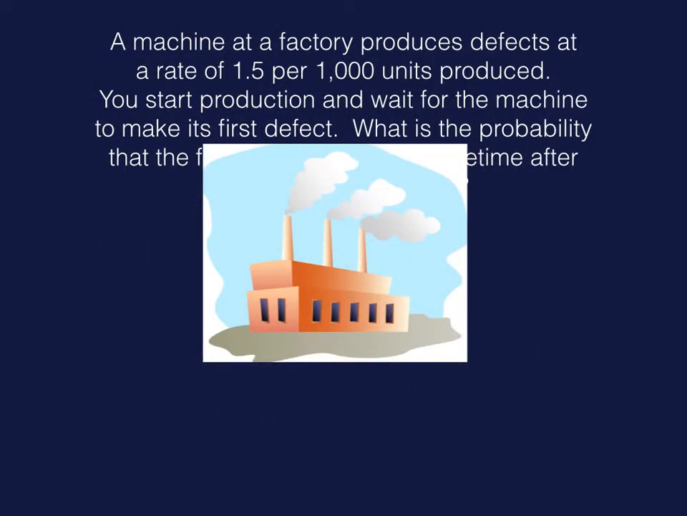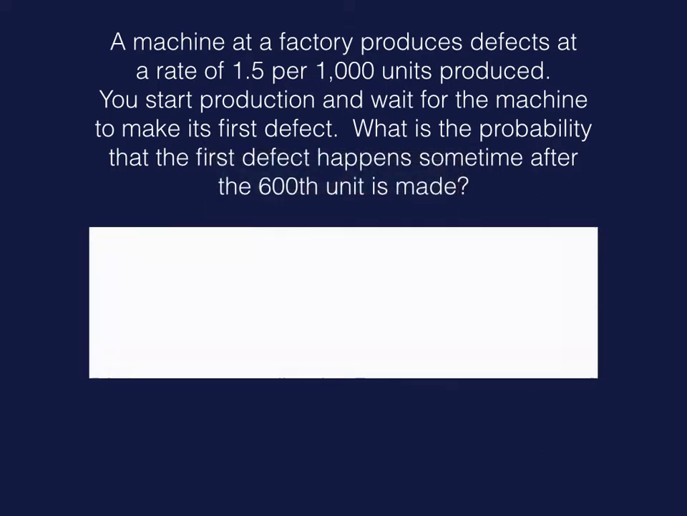Okay, next example. So we've got a factory. And the rate doesn't actually involve time at all. It's 1.5 defects per 1,000 units produced. But that's still a rate, so it doesn't really matter. I'm going to have a fixed number of units produced, though, to find my expected value. So I want the probability that the first defect is sometime after the 600th unit is made.